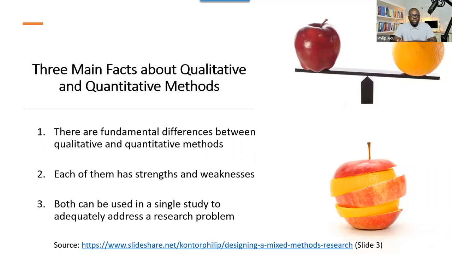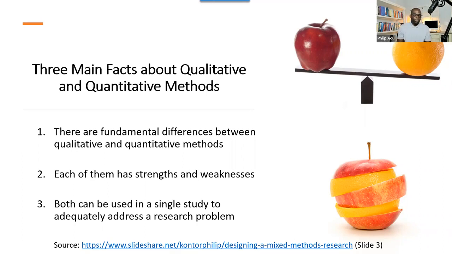Let's discuss the three main facts about qualitative and quantitative methods. The first one is we have to acknowledge that there are foundational differences between qualitative and quantitative methods. So that's the main one that we have to think about. There are foundational differences.